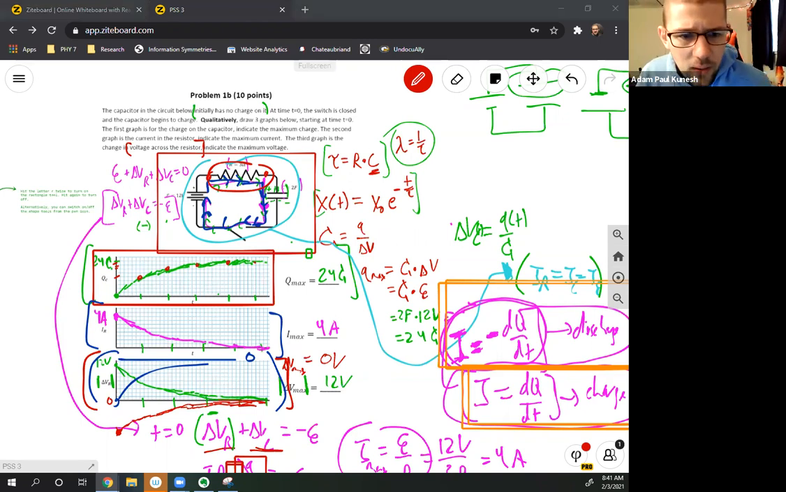I've got a chat coming in. In one of the other questions for the charging, they provided a graph of dV resistor, and it started with a positive value and went to 0, which was confusing.